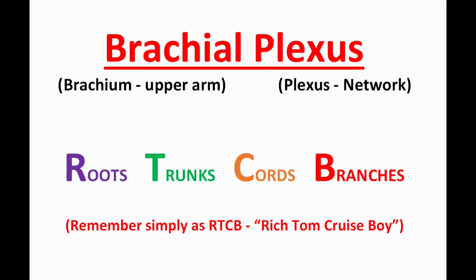So it will go like this: the roots first, followed by the trunks. The trunks will give the divisions, which will form the chords, and the chords will give different branches. Even the branches would come from the roots and from the trunks.